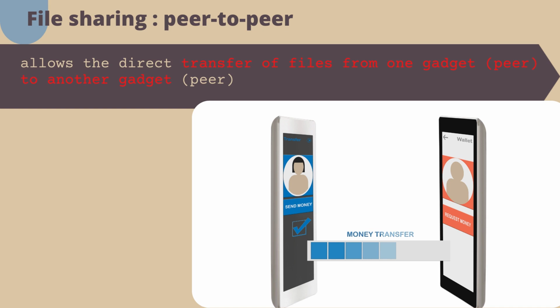Next, file sharing, peer-to-peer. This type of sharing apps allows the direct transfer of files from one gadget, or one peer, to another gadget or another peer. Thus, the name of the definition is peer-to-peer, or also known as P2P, rather than using a single central server. So in peer-to-peer architecture, there is no central device. For example, Spotify, BitTorrent, and P2P payment such as PayPal.